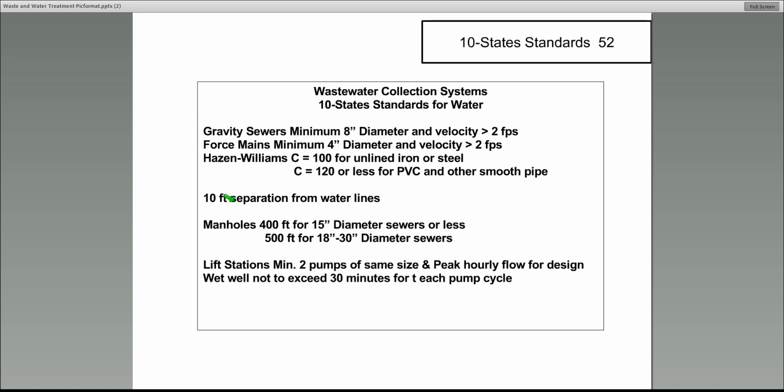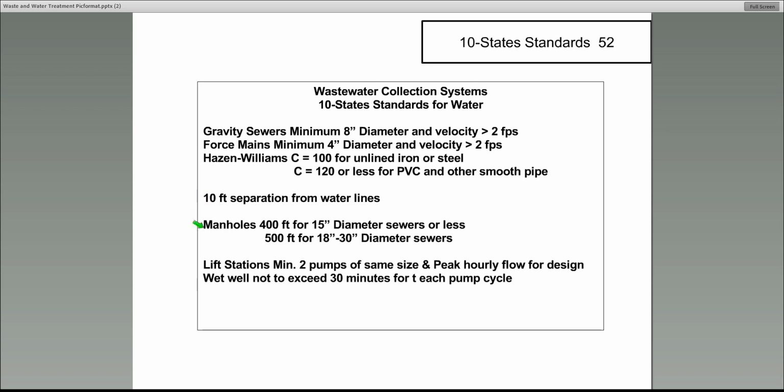You have to have a 10-foot separation between the water lines and the sewer lines. There have been cities a long time ago that decided to save money, and they put the sewer line in the same ditch as the water line. Of course, the pressure line would suck in water, and the sewer lines leak, so you'd have cross-contamination there. So the water and sewer lines have to be at least 10 feet apart.